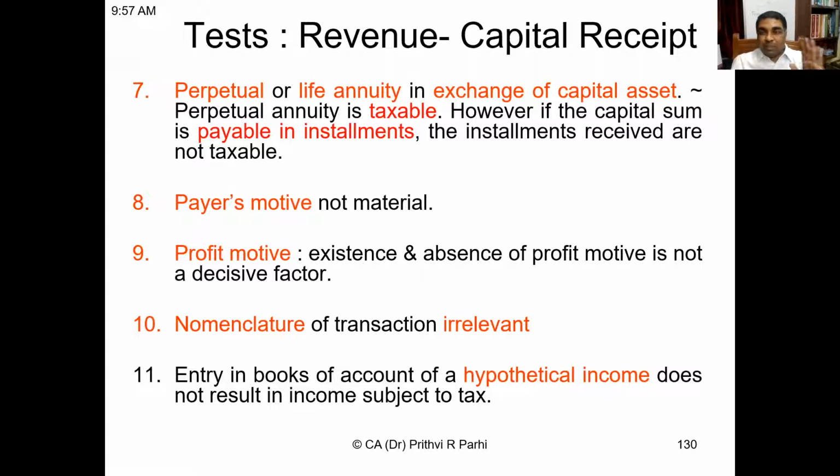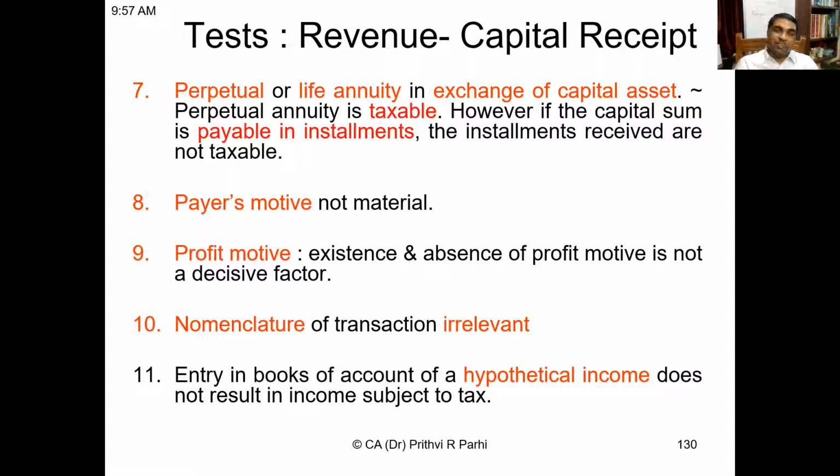Second, whether there is a profit motive in the transaction or not is also immaterial. That's not the deciding matter. You cannot say, if I have sold this asset without any intention of profit, then it is not my business profit or it's not a revenue transaction. No, profit motive is immaterial. The existence or absence of profit doesn't matter. We have to ignore that and see what is the nature of the transaction. On that basis, we will decide whether it's a revenue receipt or capital receipt.